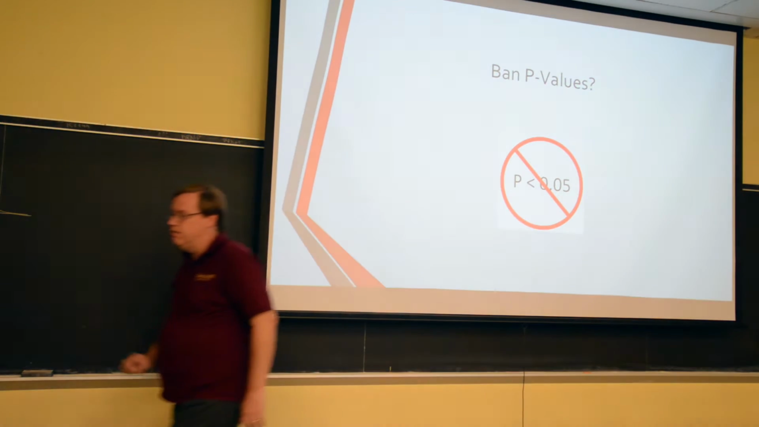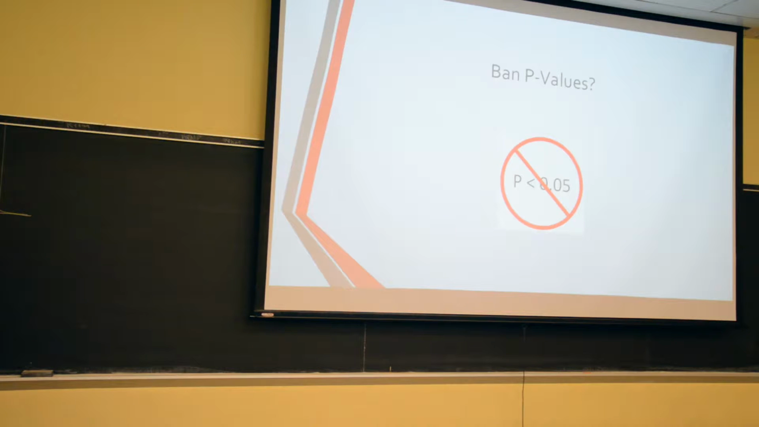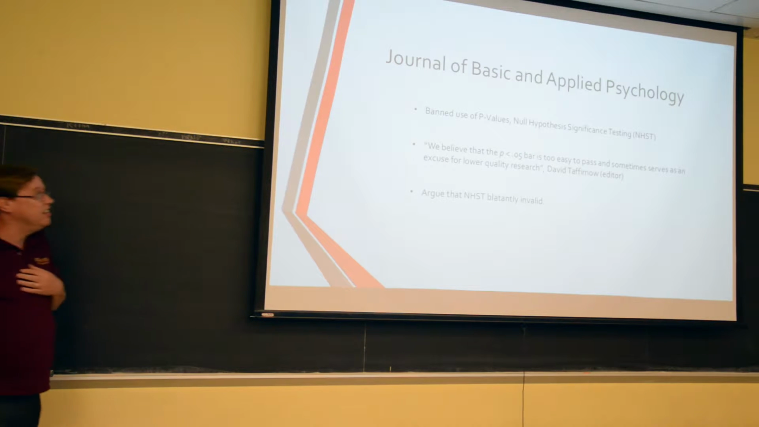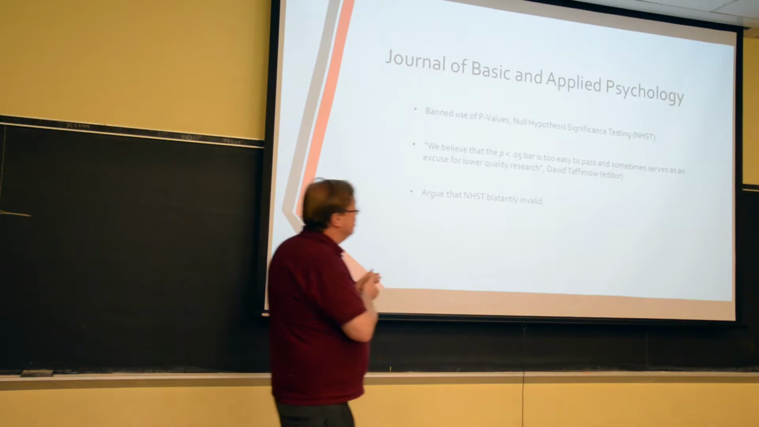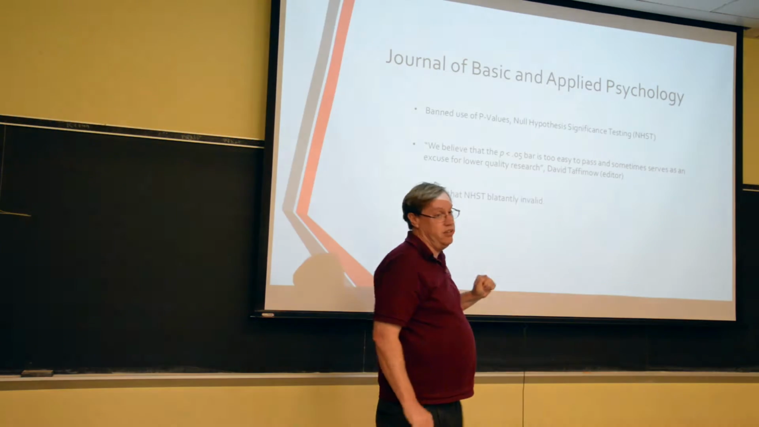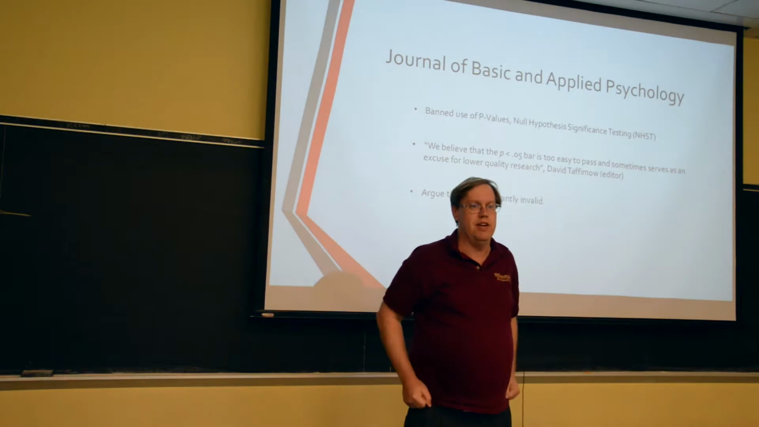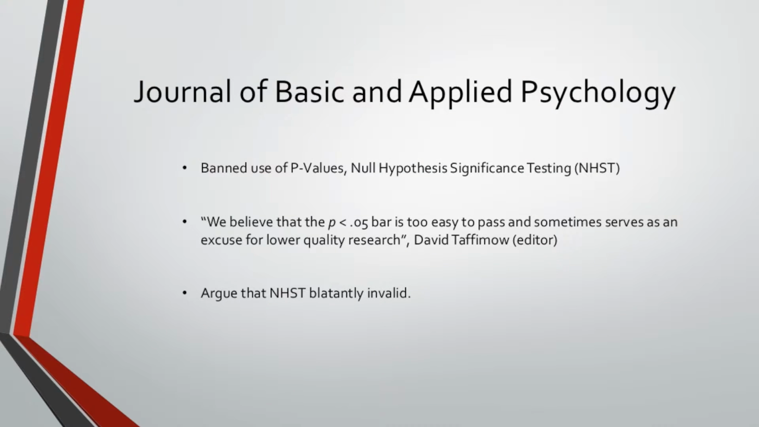One of the main places where this has come up is the Journal of Basic and Applied Psychology. They actually banned the use of p-values. If you send them an article with p-values in them, they're just going to erase them if they publish it. And they discourage null hypothesis significance testing. That's where we use these p-values. We have a null hypothesis that says the mean is equal to some number, and an alternative hypothesis where we hypothesize that maybe it's different from that number, maybe greater than that number, or unequal to that number.